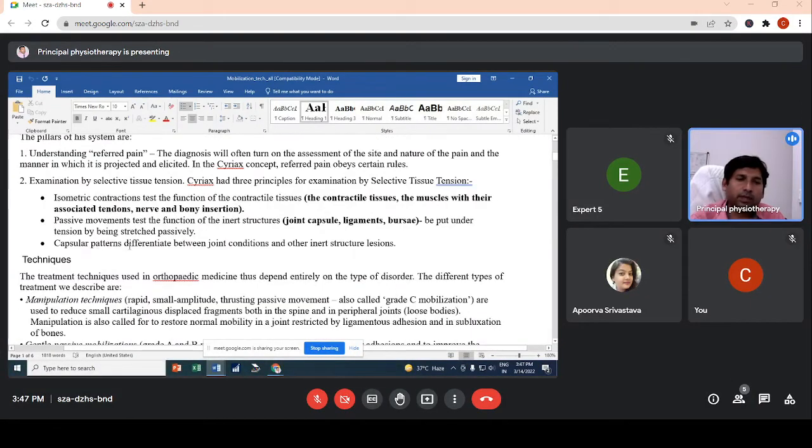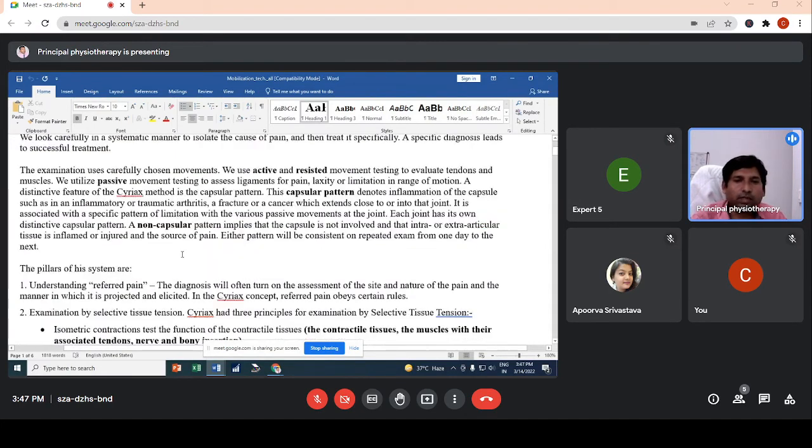And third is the capsular pattern, which differentiates between joint conditions and other inert structural lesions. Actually, do you know what the capsular pattern is?